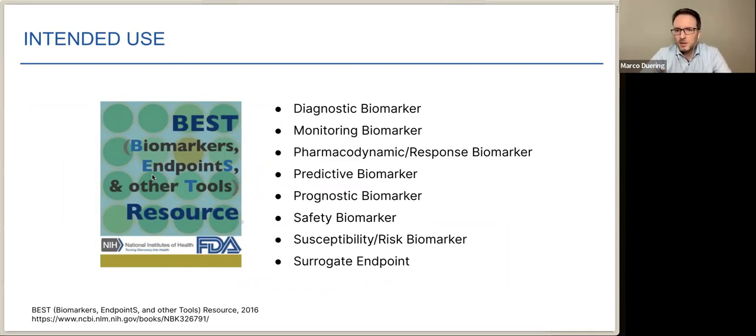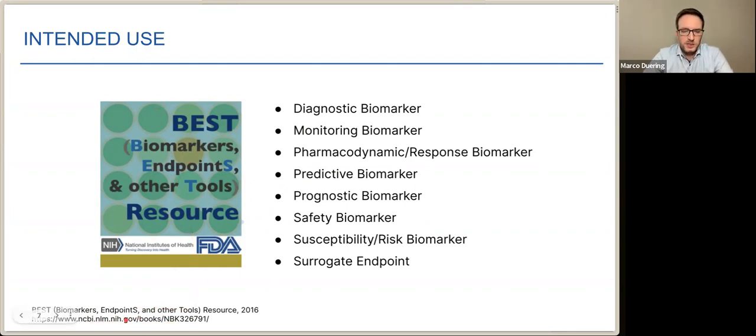So will it be a diagnostic biomarker? Do you want to separate patients from controls, or is it more for monitoring, for prediction, if a certain marker can predict whether a treatment will be effective? Or is it a prognostic biomarker, for example, predicting the conversion to dementia? Or is it safety? Well, all of this is defined in this BEST resource by the NIH Biomarker Working Group and the FDA. The link is down below here.